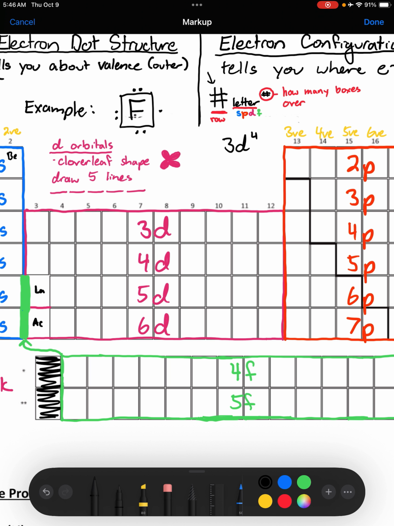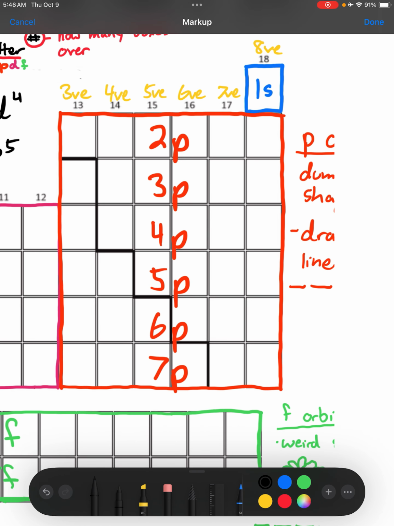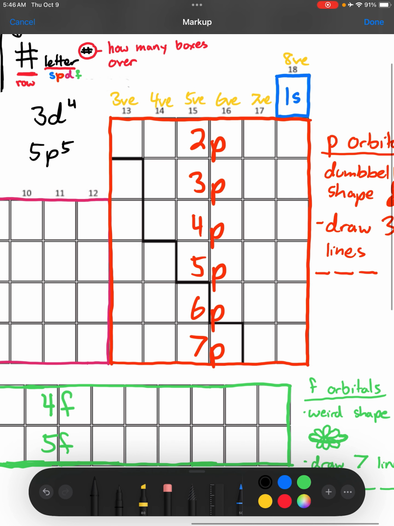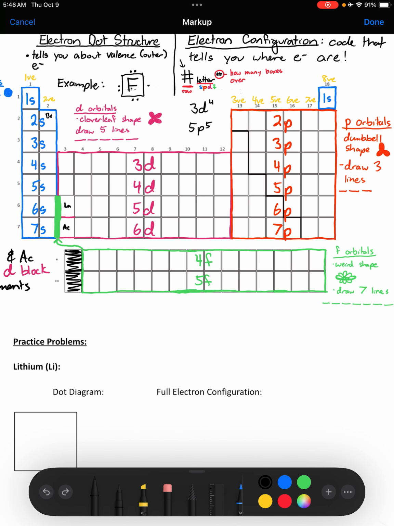So you find the row that says 3D and you count 1, 2, 3, 4 boxes over, and that's the space you're in. Let's say that piece of my code was 5P5. Well, you find the area over here that says 5P and you count over 1, 2, 3, 4, 5. And that is your orbital space that you're occupying. So, again, this code is very easy to read, but you are going to have to generate it.